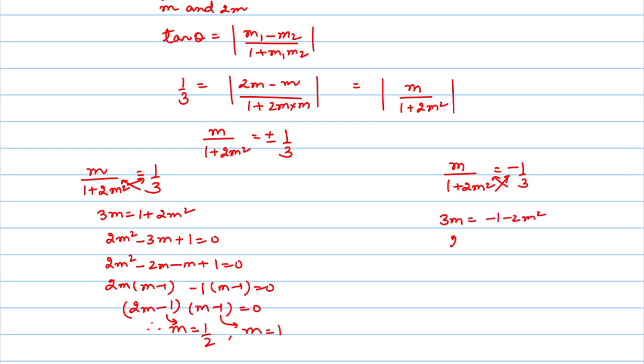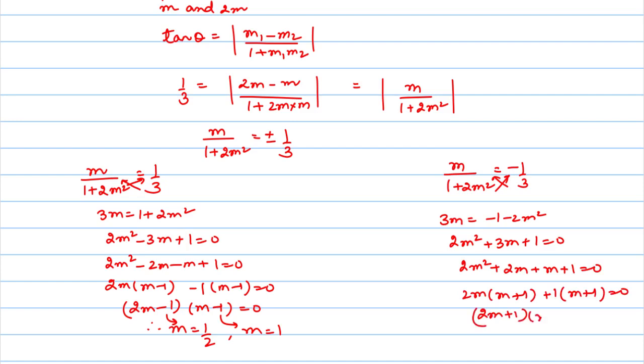Similarly, if we solve this part, cross multiplying it, 3m is equal to minus 1 plus 2m square. Taking everything to the left side, 2m square plus 3m plus 1 is 0. Therefore what do we get? 2m square, split this, 2m square plus 2m plus m plus 1 is 0. Therefore 2m common, m plus 1, 1 common, m plus 1 is 0. Therefore 2m plus 1 into m plus 1 is 0. By the zero product rule, either this is 0, therefore m is what? Minus half, or this is 0, m is minus 1.